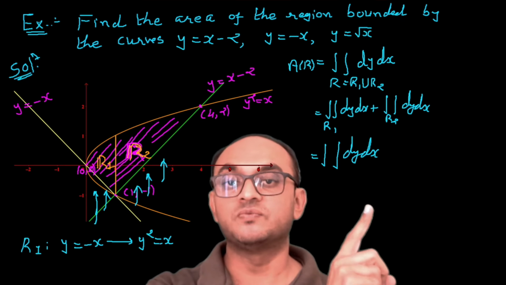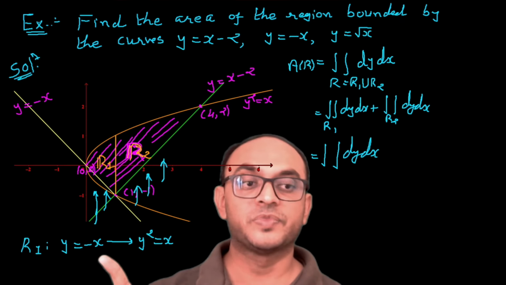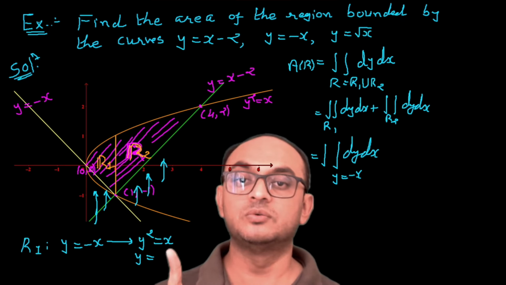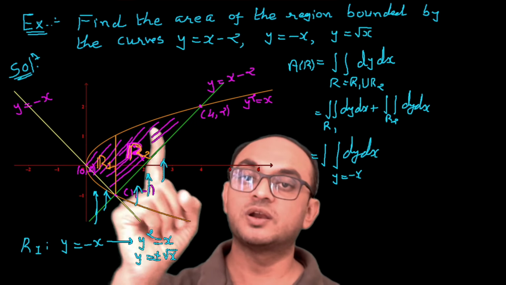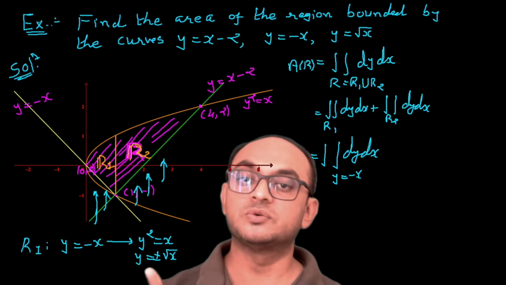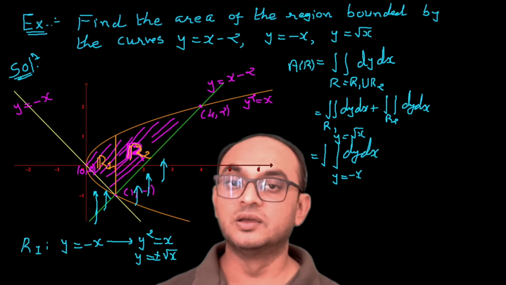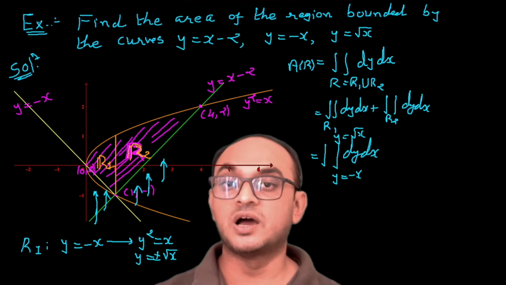I have to write limits for y. So y equal to minus x, my entry, becomes the lower limit. I write here y is equal to minus x and y square equal to x. So what is y? Actually y is equal to plus or minus under root x. So either y is equal to root x or minus root x. But we are in the first quadrant where x and y are positive. So we choose y equal to under root x. Clear? So this is the limit for y of the region R1.